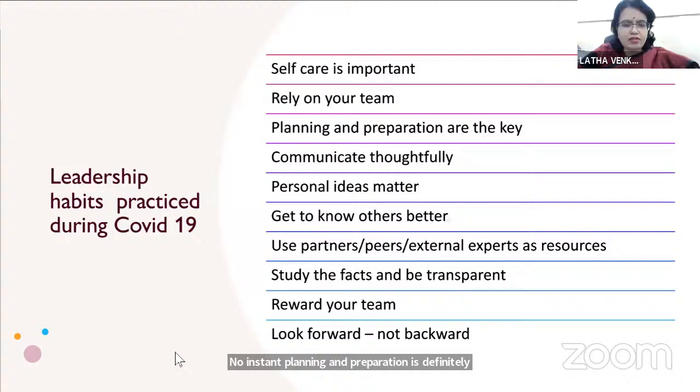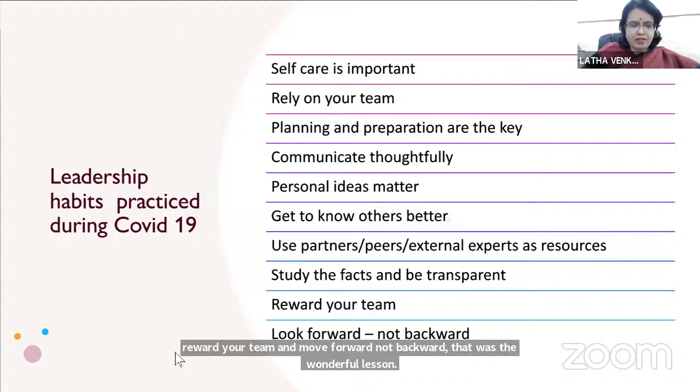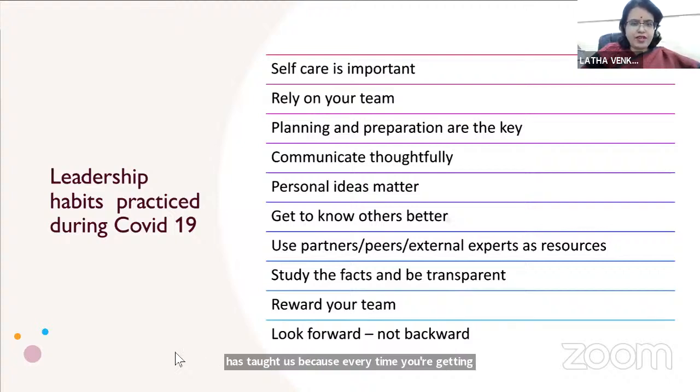And communicate thoughtfully, and personal ideas matter. From each and every one we were inviting ideas, because nobody has come across such a pandemic before. And get to know others better, use partners, peers, external experts as resources, study the facts and be transparent, and reward your team and move forward, not backward. That was the wonderful lesson the pandemic has taught us, because every time you're getting new variants of the virus, we are moving forward, not backward.